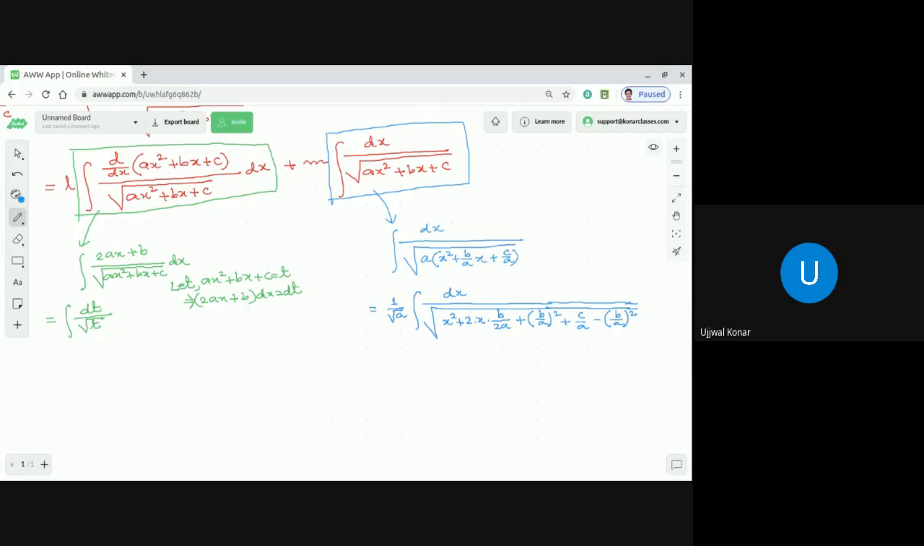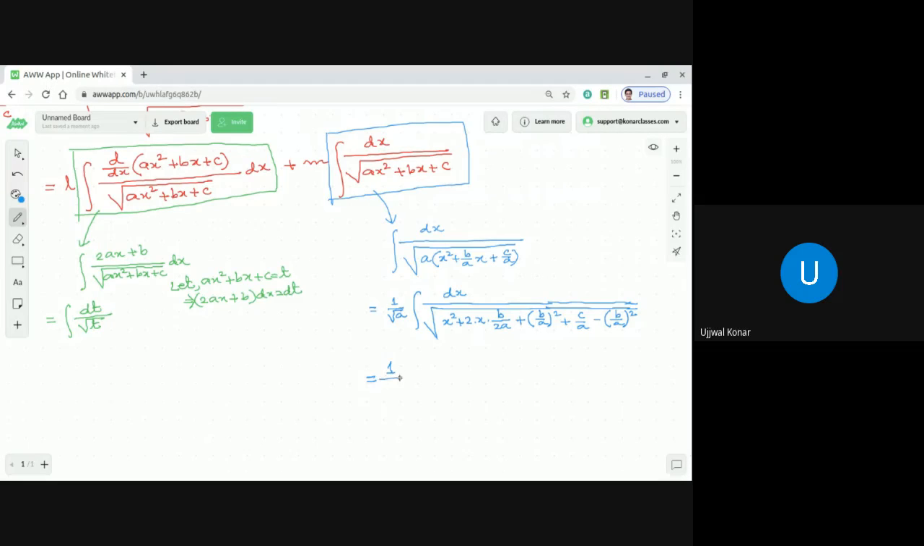Any doubt here? That is a very straightforward method of making the square a perfect square, right? If you recall, solving a quadratic equation using completing the square, same approach, correct or not? Yes. So that is equal to what?